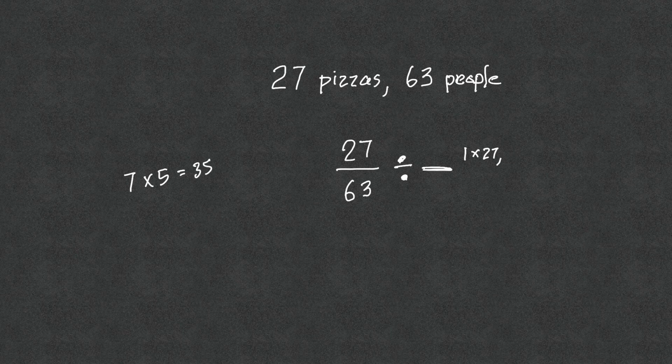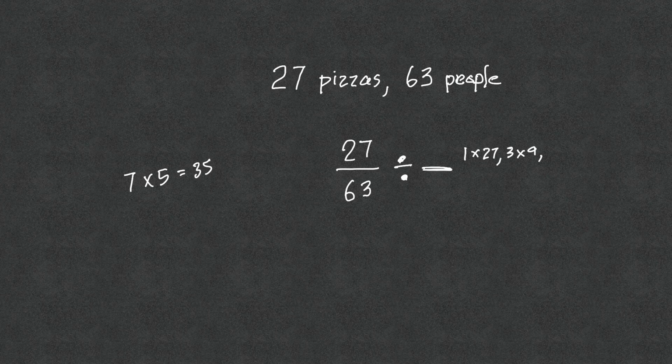Okay, so factors of 27. 1 times 27, now go to 2. Can 2 work? 2 times anything? No, because 27 is odd. How about 3? Well, think of your math facts, multiplication facts. Sure, 3 times 9. What about 4? Thinking of any multiplication facts where 4 times something equals 27?